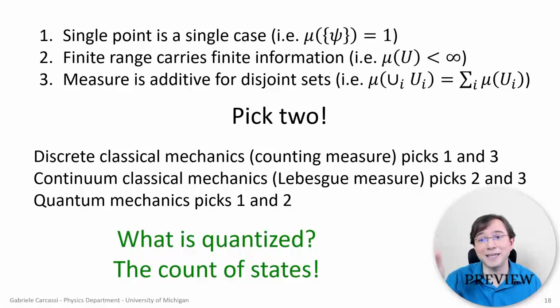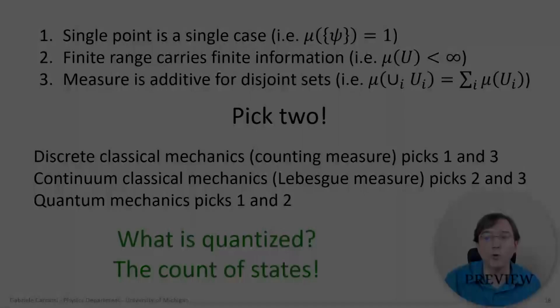The issue is that these three requirements that, again, naively you think I want all three, are incompatible. Simply because a finite continuous range has infinitely many points, and if you want additivity, well, something's gotta give, right? And this is exactly what happens in the third case, in discrete classical mechanics, continuous classical mechanics, and quantum mechanics. All these three sacrifice one of those three requirements.